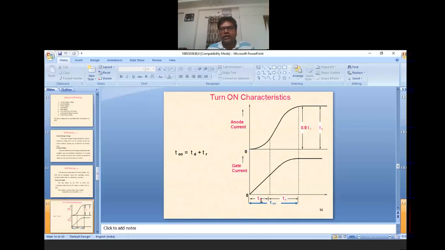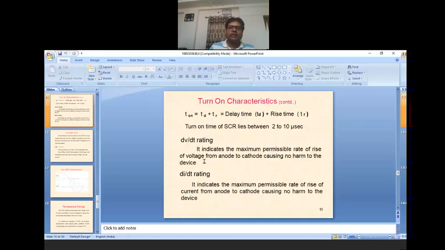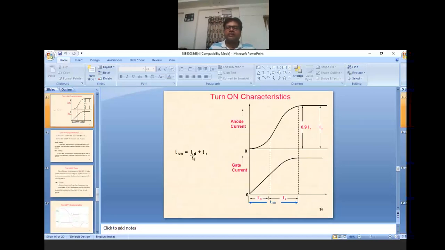Here it is shown, TD. TD is the time from the zero current to a particular point, and TR is from that point to the 90% value. To define, delay time is defined as the time taken by the current to increase from zero value to 10% of the final current value.